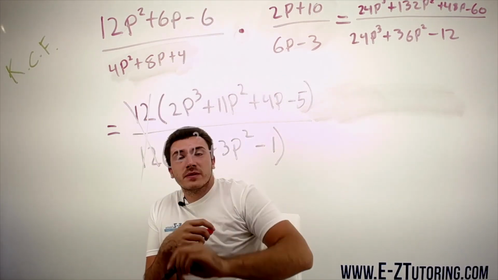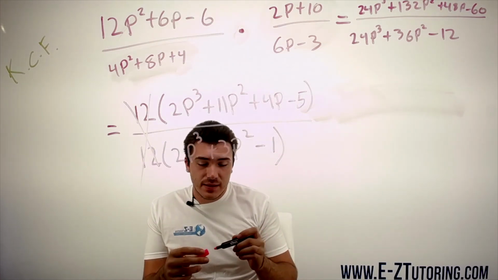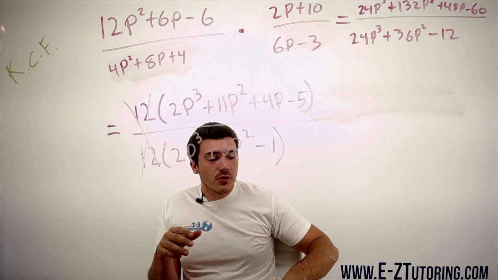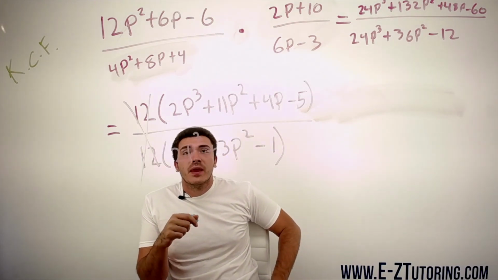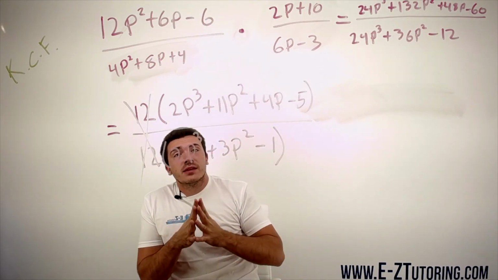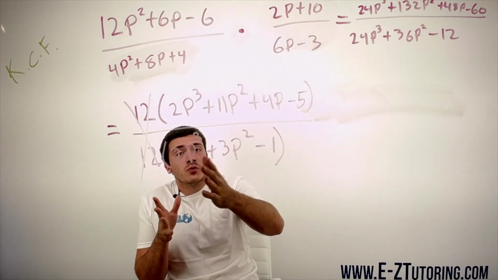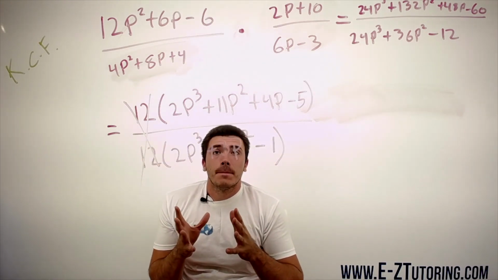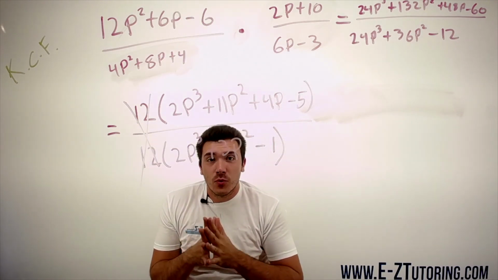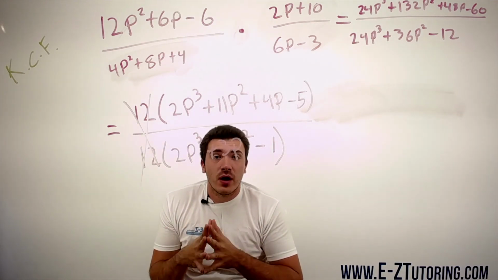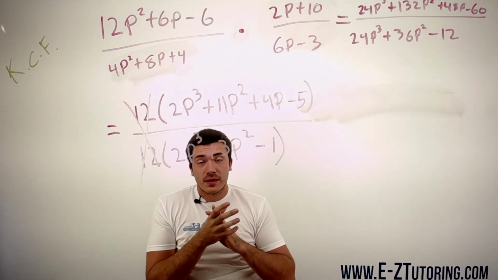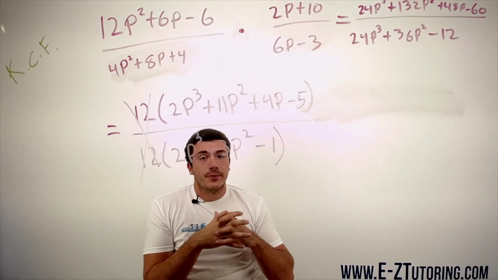Cancel out the 12s. Now we're left with this, and from here there is actually nothing else you can do. This is fully simplified. These do not factor into anything. So this will be our final answer, minus the 12s, of course. I hope you guys do feel more comfortable with simplifying rational expressions, especially the keep, change, flip method. Keep, change, flip method makes things a lot simpler.